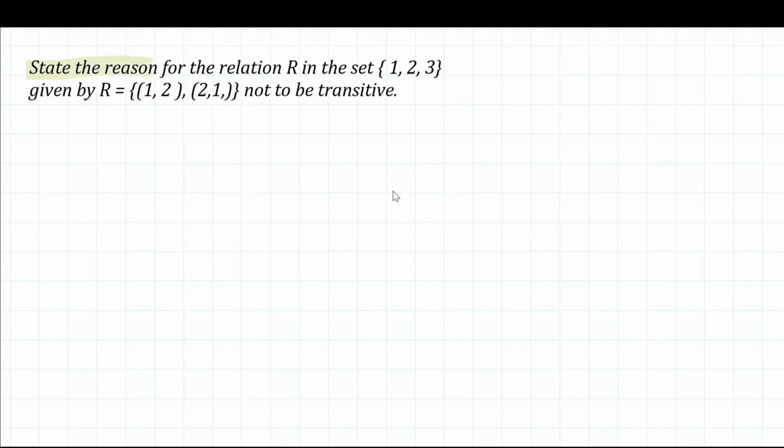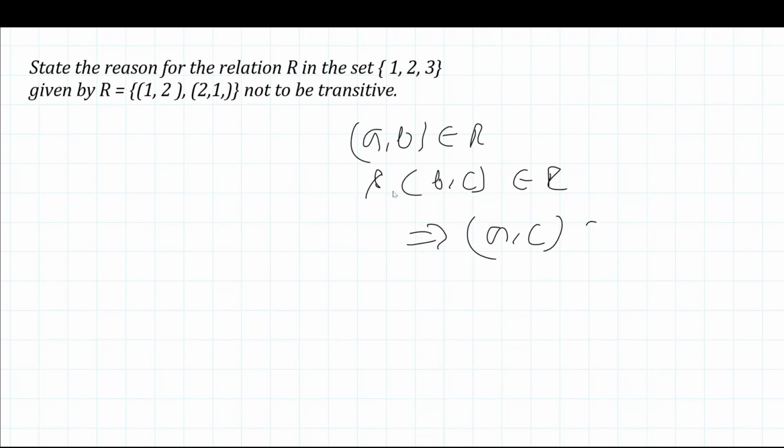In this question, it says state the reason for the relation R in the set {1, 2, 3} given by R = {(1, 2), (2, 1)} is not transitive. Now, what we know for any relation to be called transitive is: if (a, b) belongs to R and (b, c) belongs to R, this implies (a, c) belongs to R.